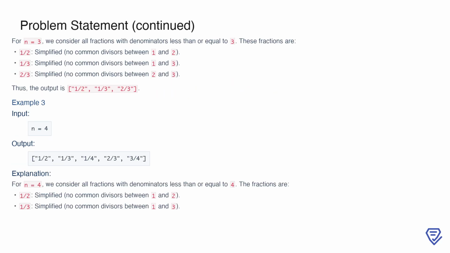Now, for n equal to 3, we consider fractions with denominators of 3 or less. These fractions include 1/2, 1/3, and 2/3. Each of these is already simplified because their numerators and denominators do not share any common divisors other than 1. For instance, 1/3 is simplified because 1 and 3 share no common divisors other than 1, and the same goes for 2/3. Therefore, the output is 1/2, 1/3, 2/3.